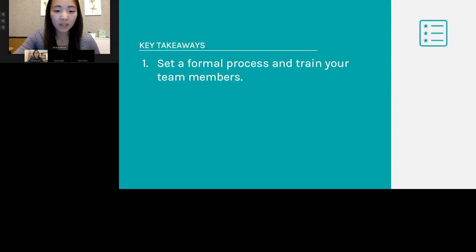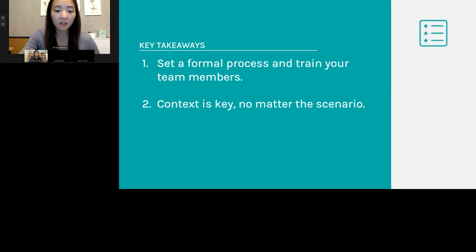Okay, so remember, we talked about setting a formal process to train your team members. This was all about being intentional and planning, so that you're not rushing into a process haphazardly without having had the time to think about the best process or format in which to have these conversations. Secondly, we talked about how context is key, no matter the scenario. From the candidate perspective, whenever I'm on the phone with them, I do a lot of context setting to make sure that when I deliver feedback, which is sometimes hard to hear, it's received in the most receptive way possible.